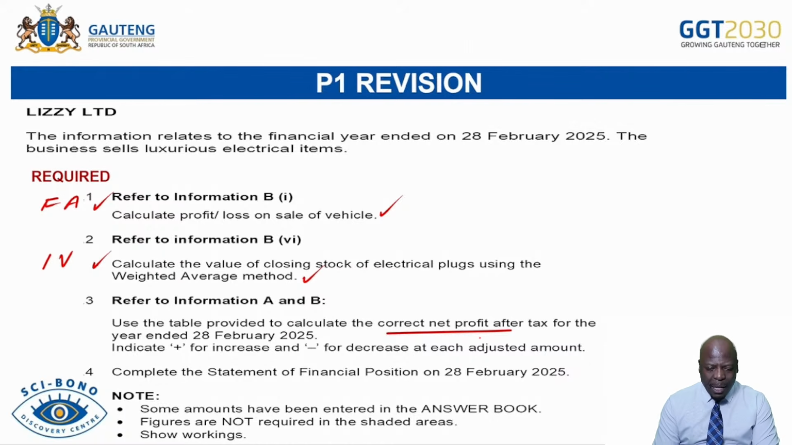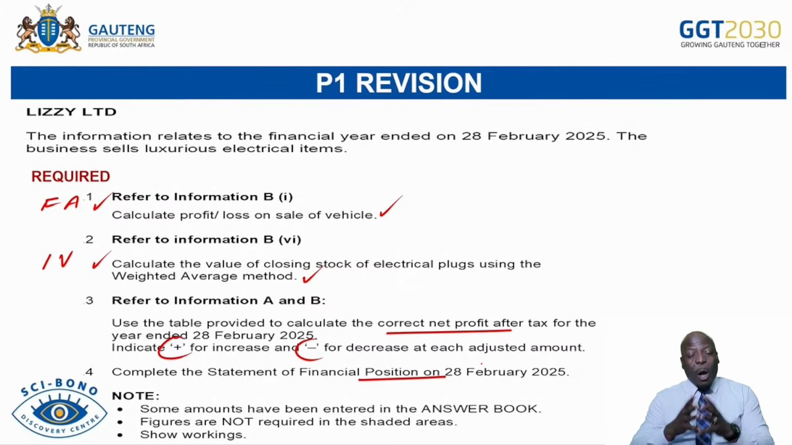So we then come into the calculation of the correct net profit after tax for the year ended 28 February 2025, and indicate with a plus or a minus. A plus is for an increase and a minus is for a decrease for each adjusted amount. And then lastly, complete the statement of financial position on 28 February 2025. Note, some amounts have been entered in the answer book. Figures are not required in the shaded areas and show workings.